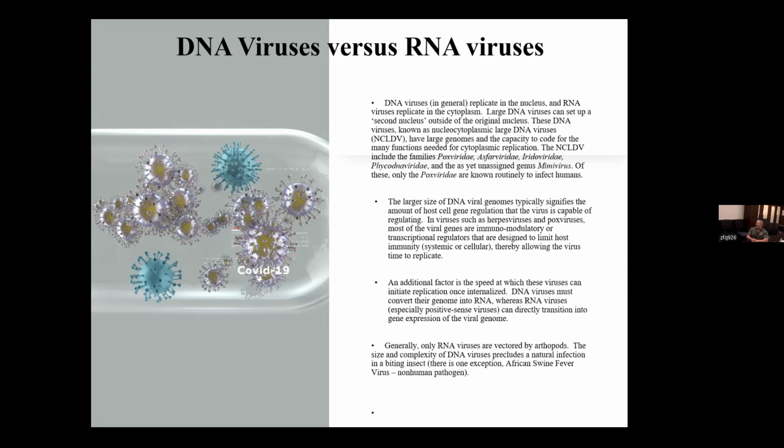A fourth difference, which is a here-and-there one, is that RNA viruses are usually the only viruses that we see that are vectored by arthropods. So if you look at insects and mosquitoes, for example, or biting flies, generally they are only going to be transmitting RNA viral pathogens through their bites. Is there an exception? There is at least one that's been described in the literature, and this is African swine fever virus, which is a DNA virus that is conferred through a biting insect, but it's a non-human pathogen. So there are always going to be exceptions out there, but in general, RNA viruses are vectored by biting insects, by arthropods. DNA viruses are not.